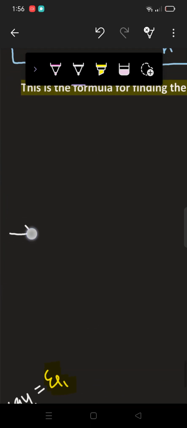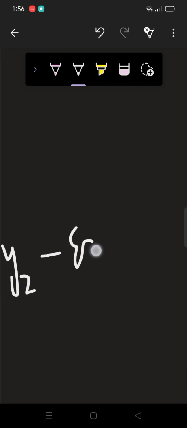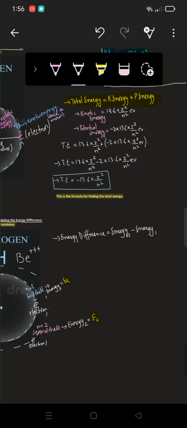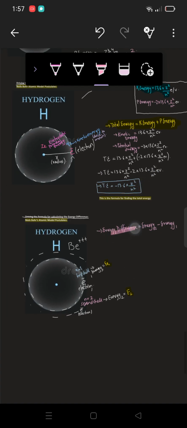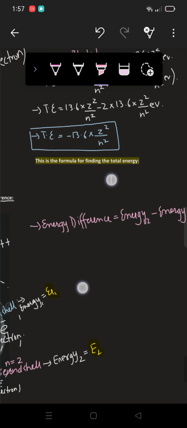Means I have a formula: energy difference is equal to energy number 2, means E2, minus energy number 1, means E1. So let me highlight this formula. For finding the energy difference, I need to subtract the energy of the first shell from the energy of the second shell.